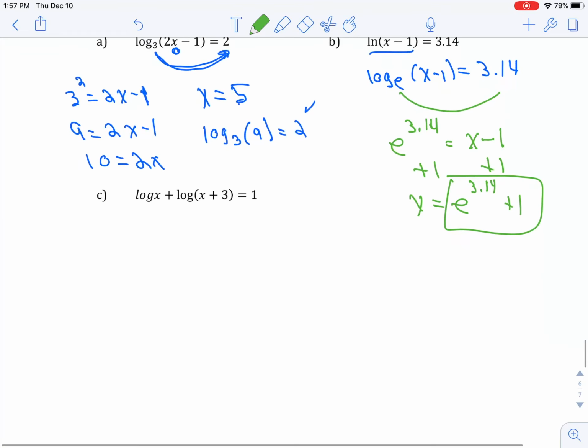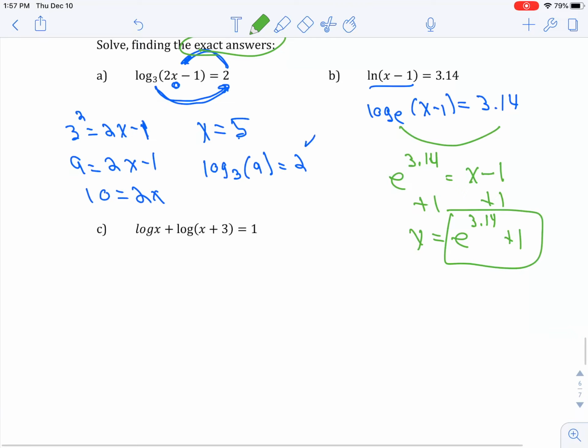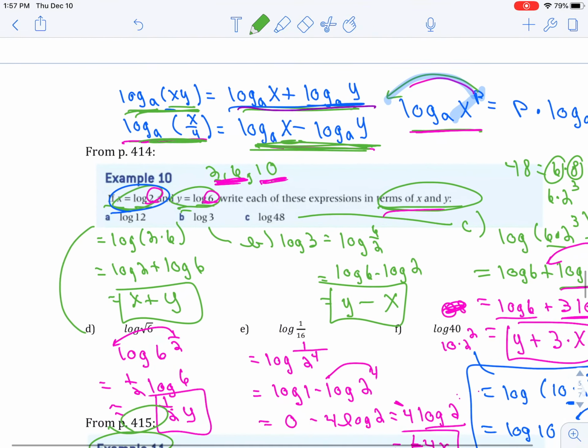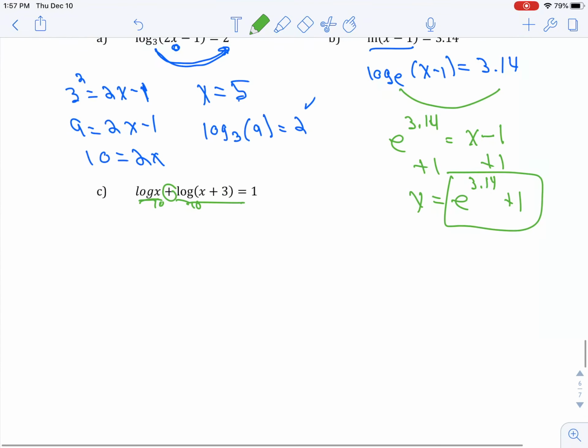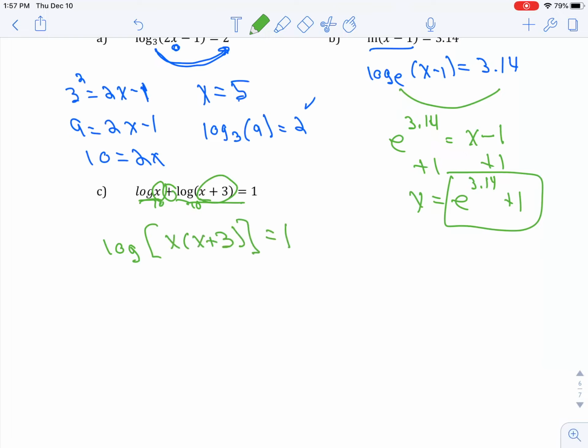All right, the next one's a little more complicated. We have logs in two different expressions, but notice that it's the sum of two logs. They're both base 10 logs. So we know that the sum of the two logs came from a product. We're going to treat this as one of the functions, and this as the other. So I'm going to end up with the log of, remember, x times x plus 3. So this becomes the log of, technically, x squared plus 3x equals 1.